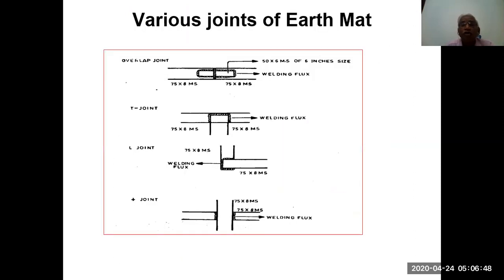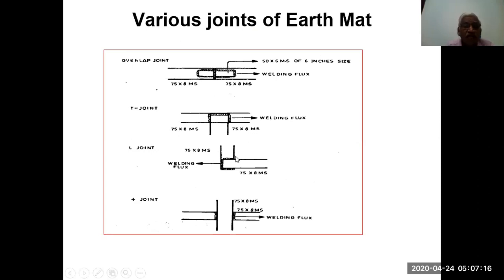Now, various joints of the earth mat. When you have an earth mat, what people do is put one bolt and leave it for the connection. This is not a correct method of doing it. Here it is an overlap, and he is providing welding. Welding gives a much superior joint compared to putting a bolt. A bolt can get loose at any time. This is also a T joint in welding.